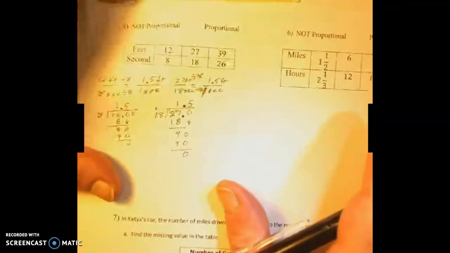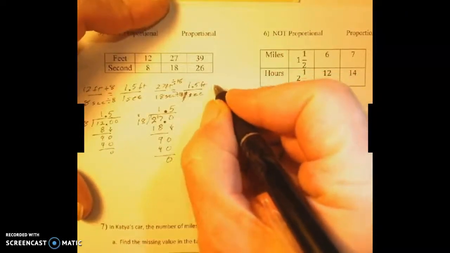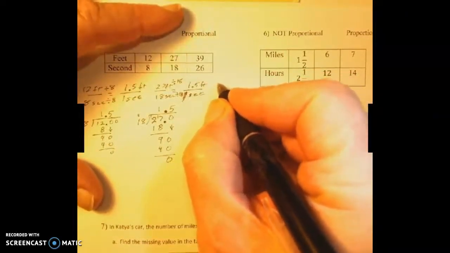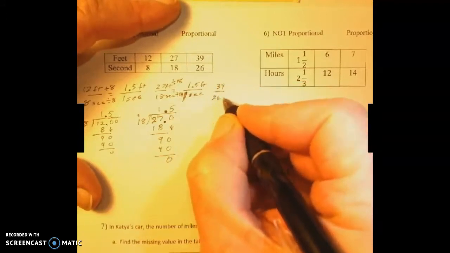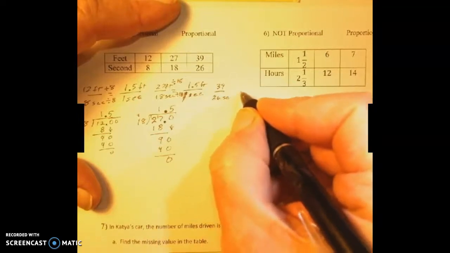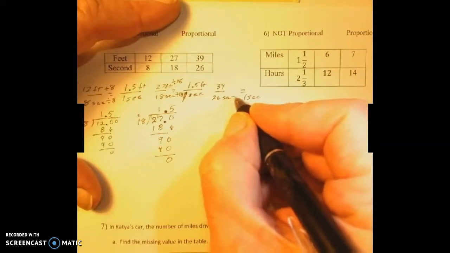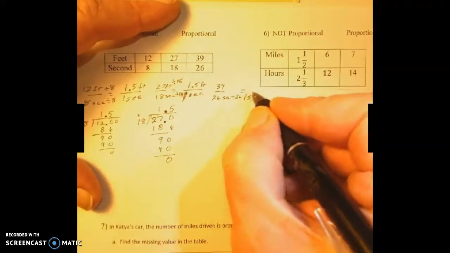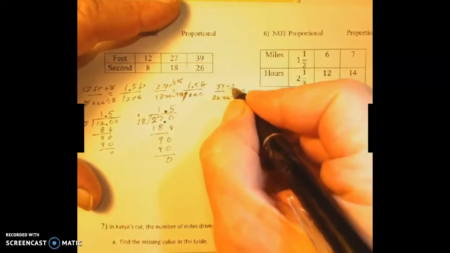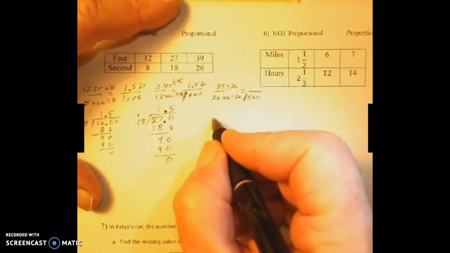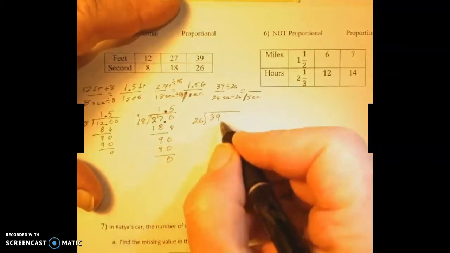And then the last one, you have to do all 3, because if one of them is off, then it is not proportional. So 39 feet in 26 seconds. To make this 1 second, you have to divide by 26. Do the same to the top. Divide it by 26. So 39 being divided by 26. Again, having to go to long division.